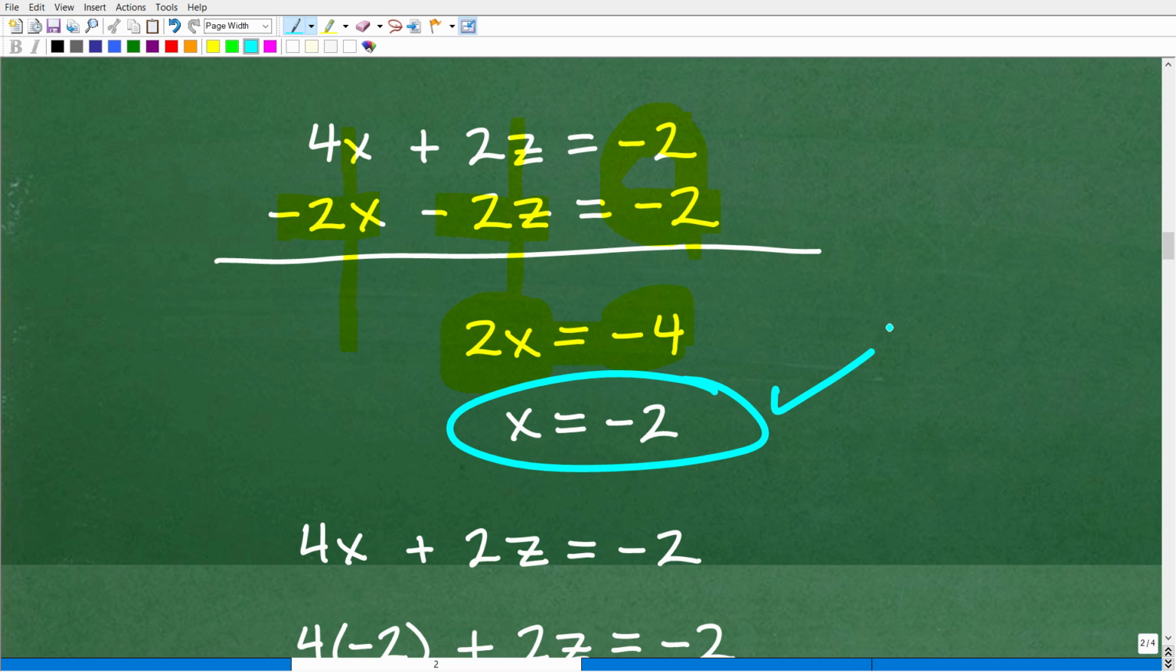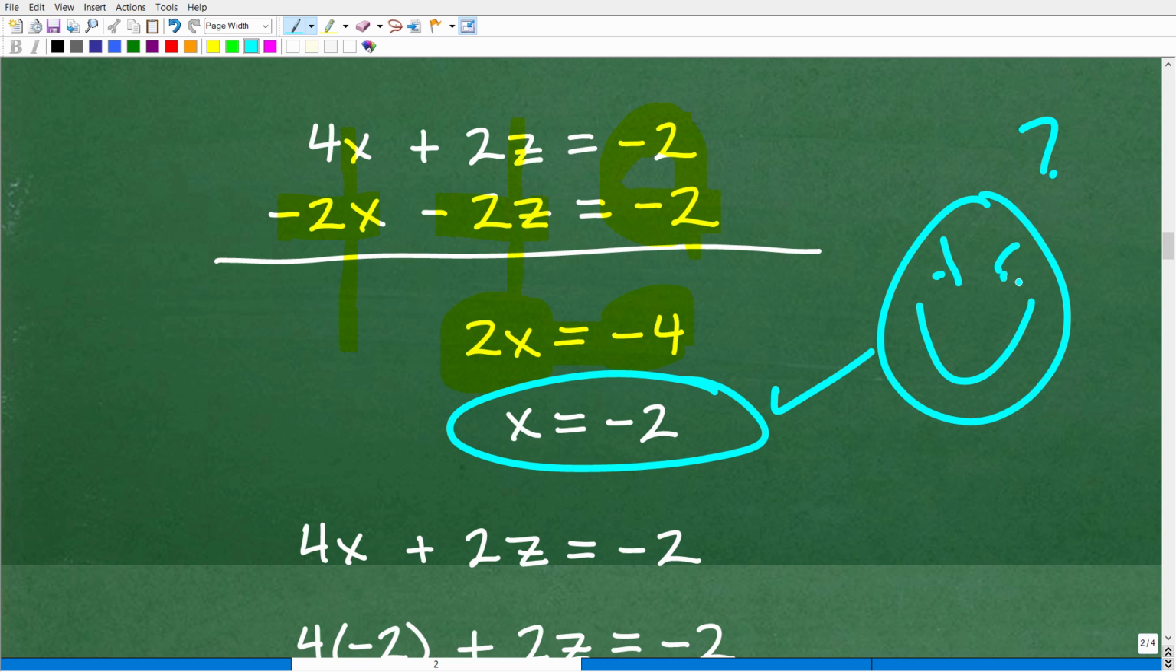And we're like, yes, awesome. Matter of fact, I'm feeling pretty good about this one. You should feel pretty good. There you go. You're like, yes, I'm getting it.